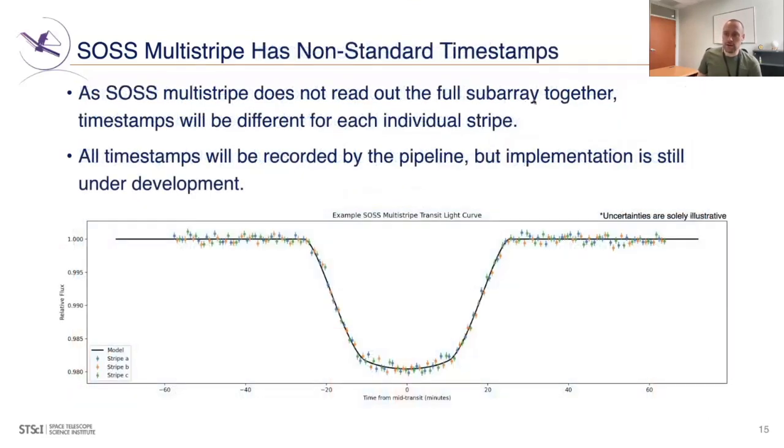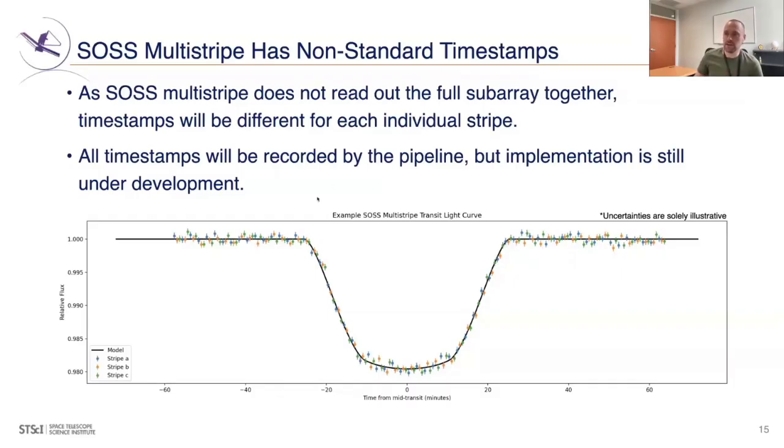So for transit science, this is kind of important, right? Because you're probably used to being in a paradigm where you're reading out the whole detector group by group, and that, for a given integration, you roughly have the same timestamp for every wavelength. We're not doing that with multistripe, right? We're reading a portion of the detector at any given time. So each multistripe stripe is going to have slightly different timestamps.